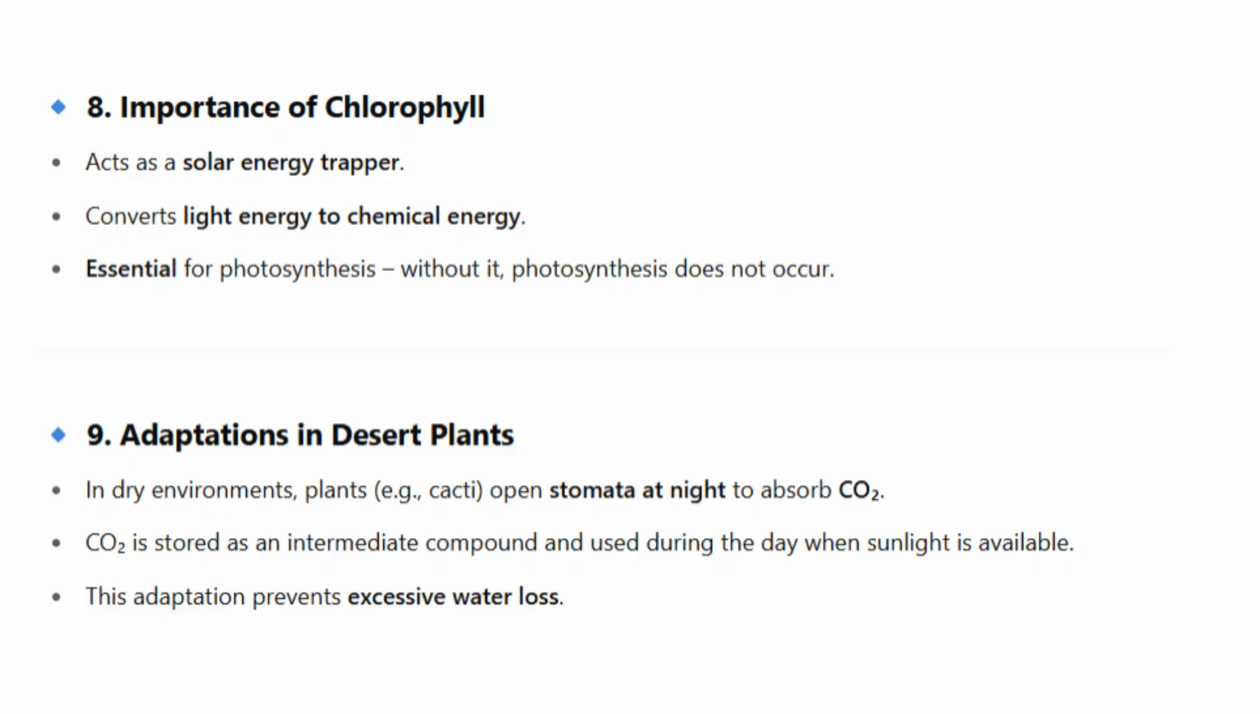9. Adaptations in desert plants. In dry environments, plants, e.g. cacti, open stomata at night to absorb CO2. CO2 is stored as an intermediate compound and used during the day when sunlight is available. This adaptation prevents excessive water loss.